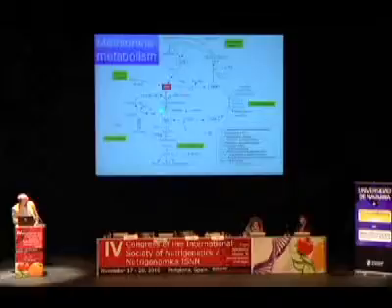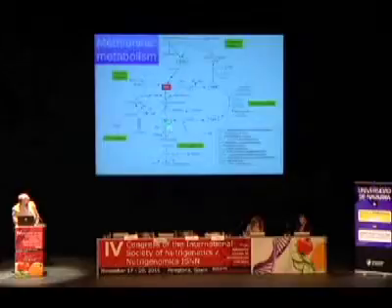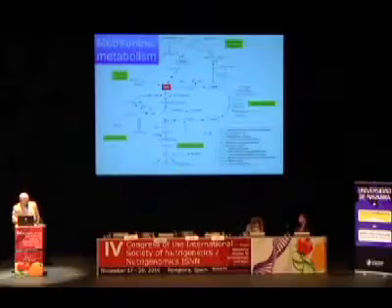Homocysteine can be remethylated back to methionine, in which the methyl group donor is in this case tetrahydrofolate, or it can alternatively start the transsulfuration pathway, which is one of the sources of glutathione, one of the main reducing agents in the cell.